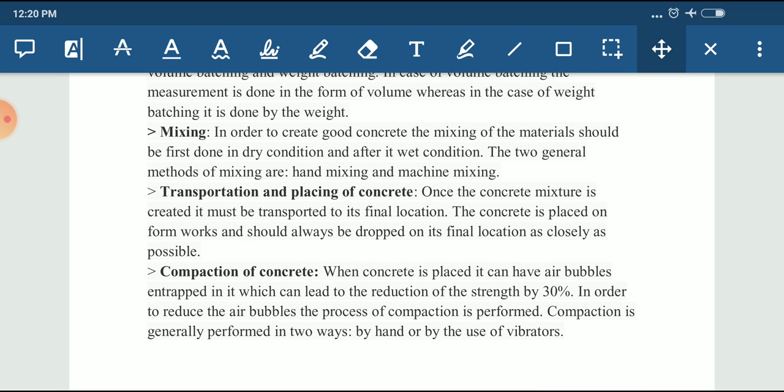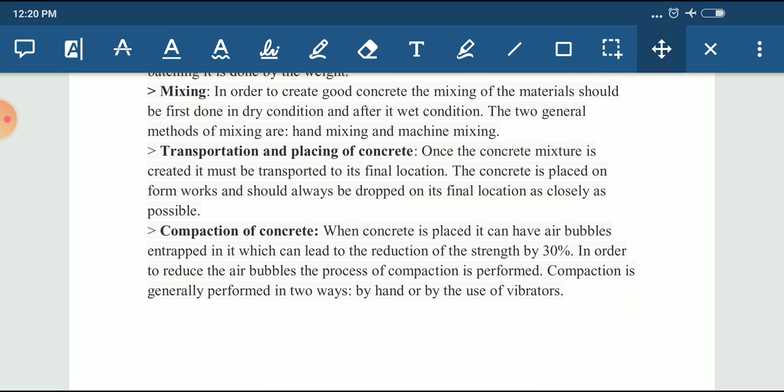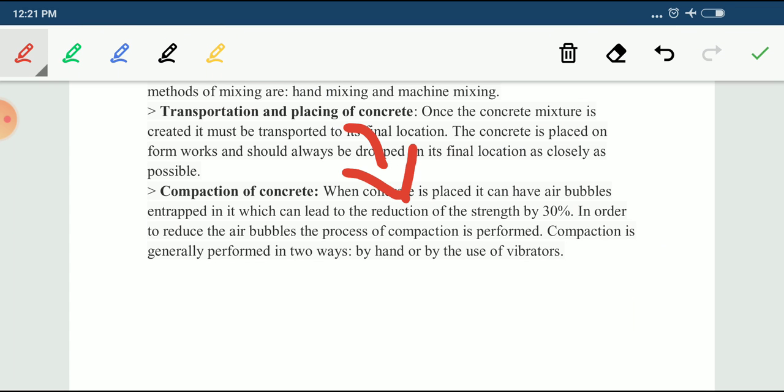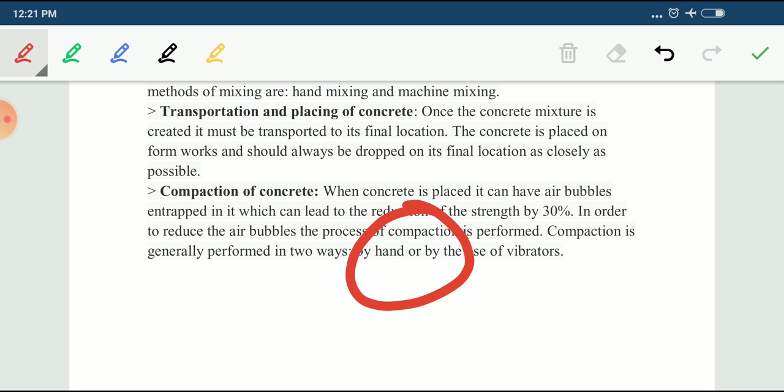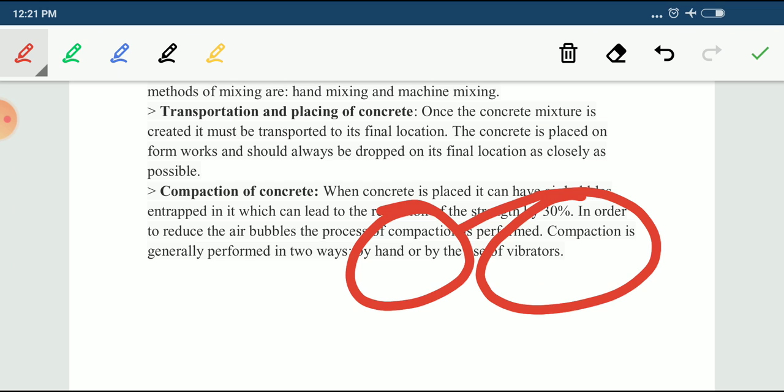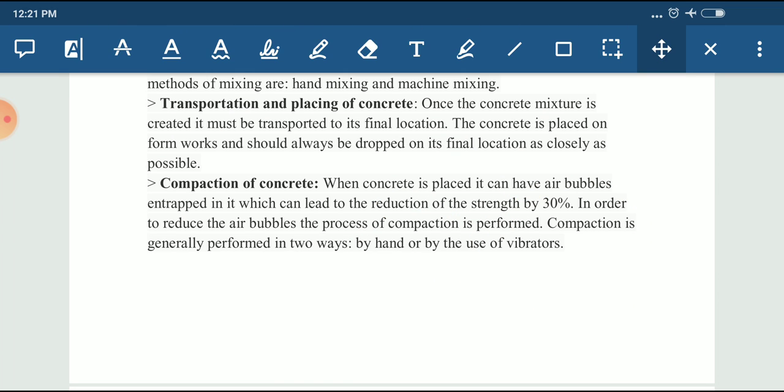Last one is compaction. Compaction is very important. If you simply put the concrete and do not go for compaction, the strength you are expecting will not be achieved. If you are not going for compaction, 30% of the strength will be reduced. Proper compaction is required. Compaction can be done manually by hand, or you can use vibrators. If you want to get the desired strength, you should go for proper compaction of the concrete.